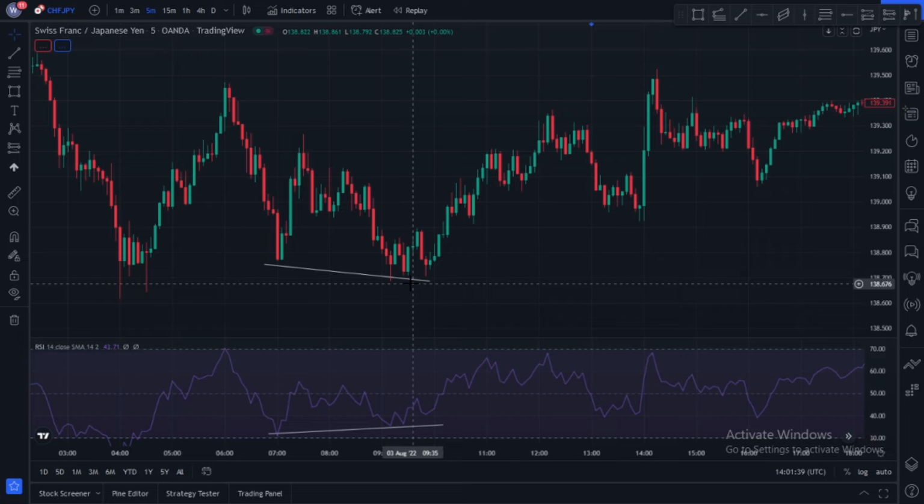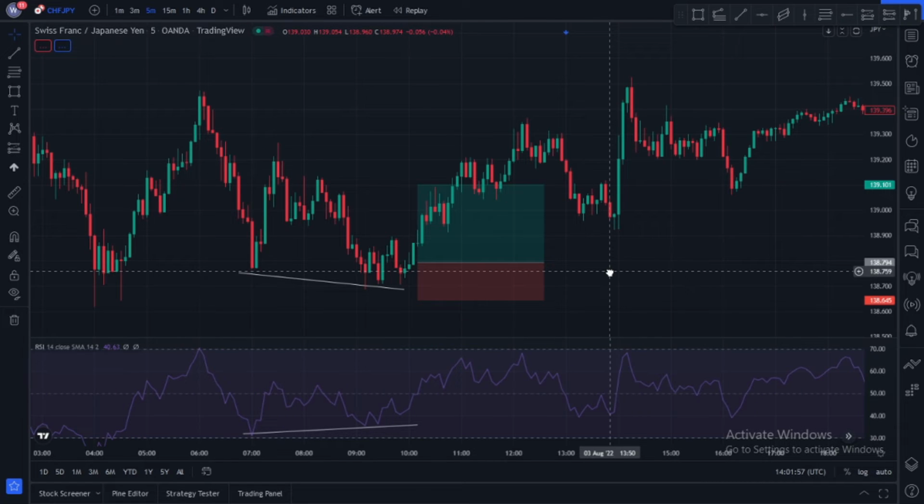Divergences are very strong and are among reversal strategies, and they have a very high win rate and are used in all the points of the chart. It is used in trends and ranges.